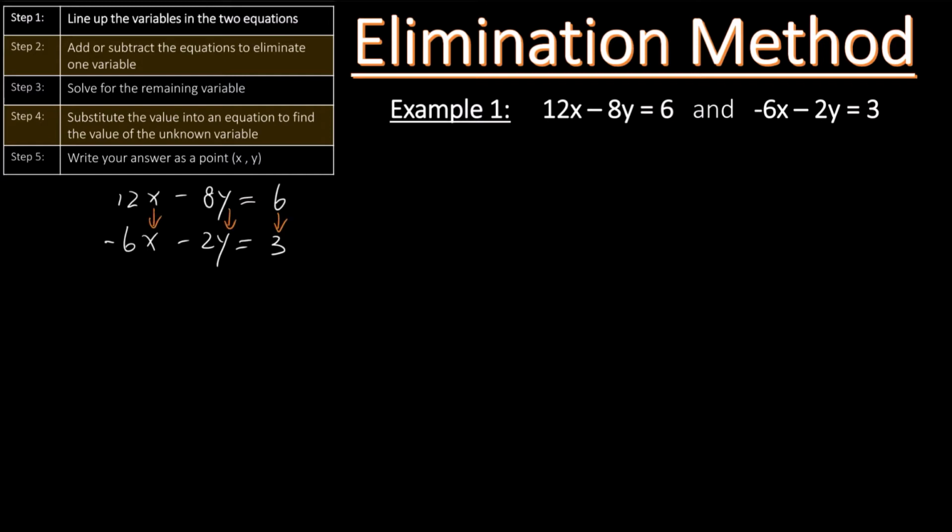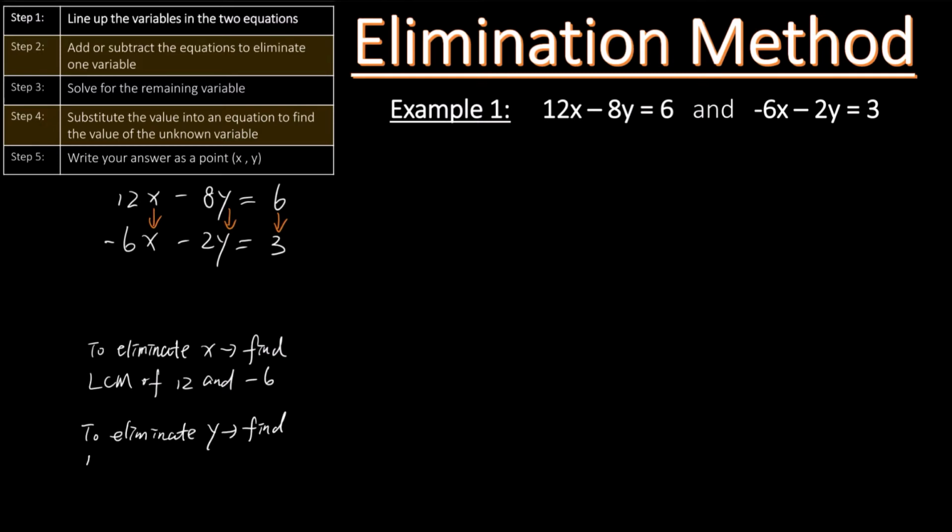Step 2. Add or subtract the equations to eliminate one variable. First, we need to determine which variable we are going to eliminate, and then we need to make sure the coefficient of the variable in both equations has the same absolute value. If we want to eliminate the x, we need to find the least common multiple of 12 and negative 6. If we want to eliminate the y, we need to find the least common multiple of negative 8 and negative 2. You can pick either one.